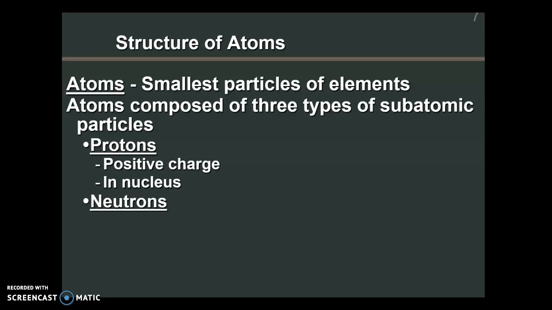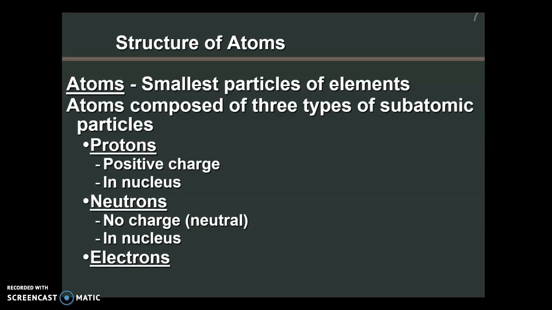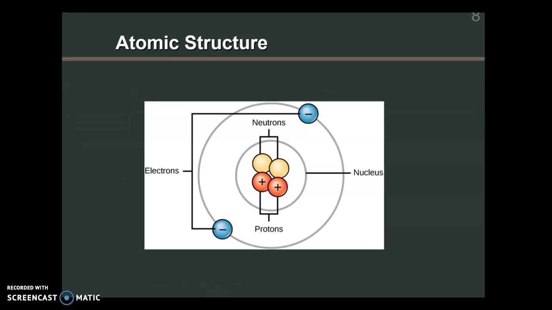Neutrons are another subatomic particle found inside the nucleus of an atom, and neutrons are neutral. They have no charge to them. Both protons and neutrons do have a tiny bit of mass, tiny compared to what we're used to, but they make up the weight of the atom. Electrons are the third subatomic particle. These are negatively charged and they orbit the nucleus. So they are floating around outside the nucleus of an atom.